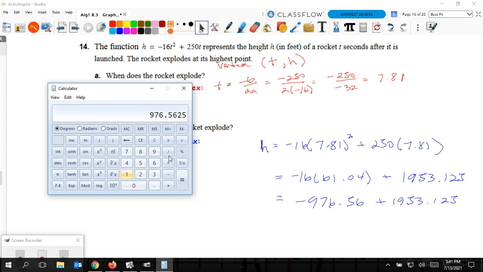So let's go ahead and clear it. 1953.125 minus 976.56 equals. Is that right? Had to have been. So it's like right there in the middle. That was like halfway. So 976.57, we can call it.